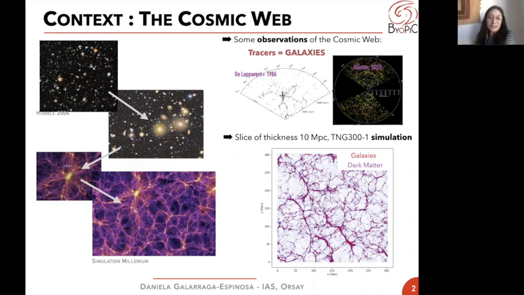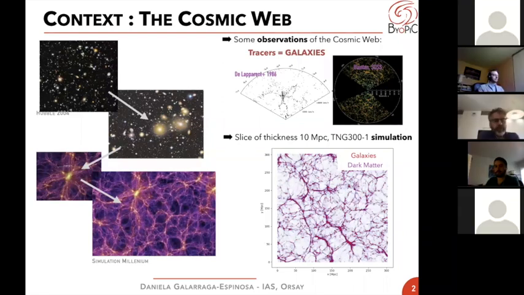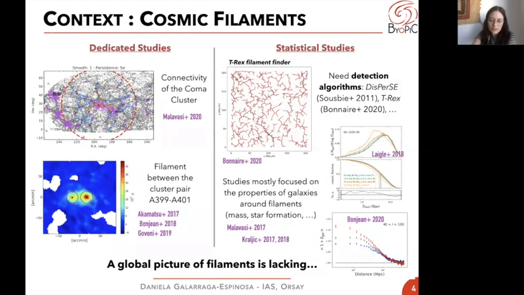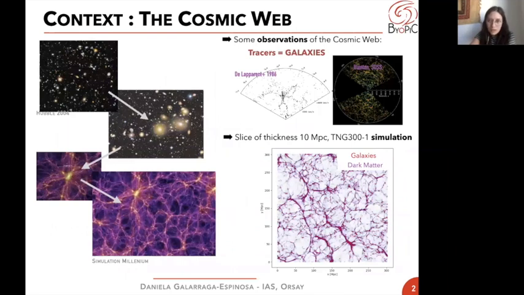So we know that matter in the universe is not distributed uniformly. It follows an anisotropic structure that is the cosmic web. Galaxies are assembled into groups, and groups into clusters, and clusters of galaxies are connected between them to form a filamentary structure that is the cosmic web.